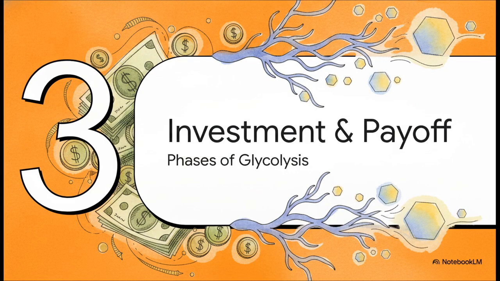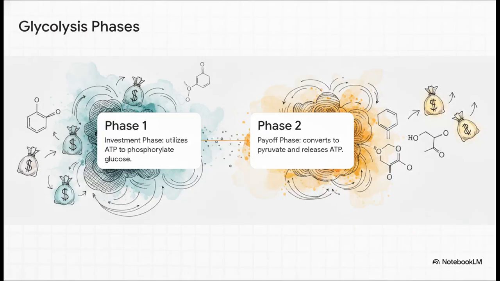Let's move to Section 3, investment and payoff phases. Think of these 10 steps kind of like a financial transaction. In biology, you often have to spend cellular currency before you can reap the biological profits. So phase 1 is the investment phase. Here, the body actually utilizes its own ATP to phosphorylate glucose, eventually converting it into fructose 1,6-bisphosphate. You're spending cellular currency right out of the gate to prep the molecule. Then comes phase 2, the payoff phase. This is where glyceraldehyde 3-phosphate is ultimately converted down to pyruvate. And in doing so, ATP is finally released back into the system. The biological profits are officially reaped.